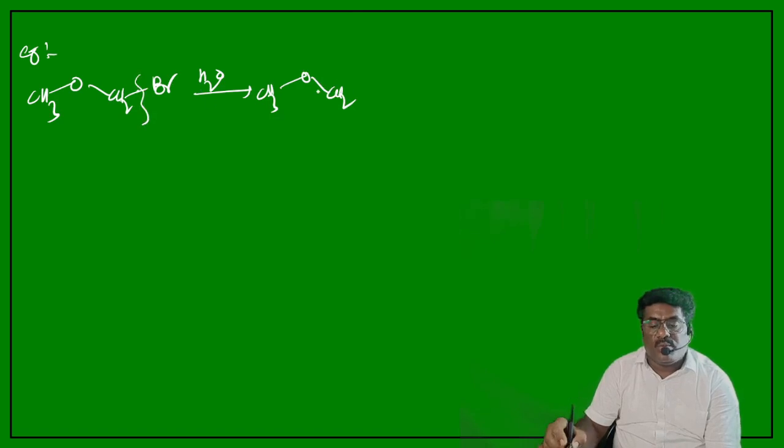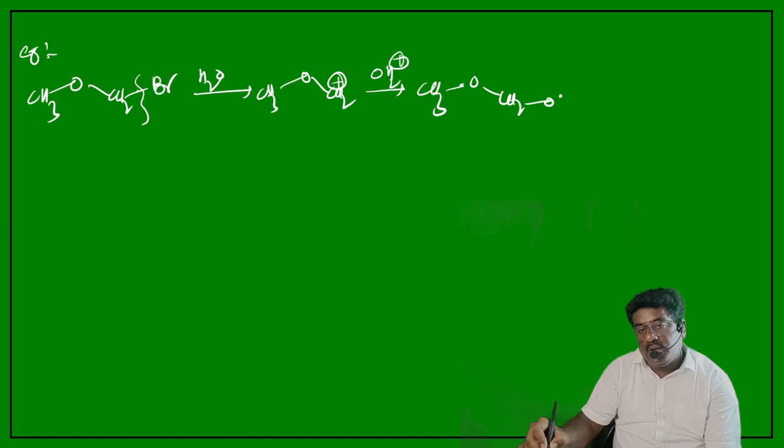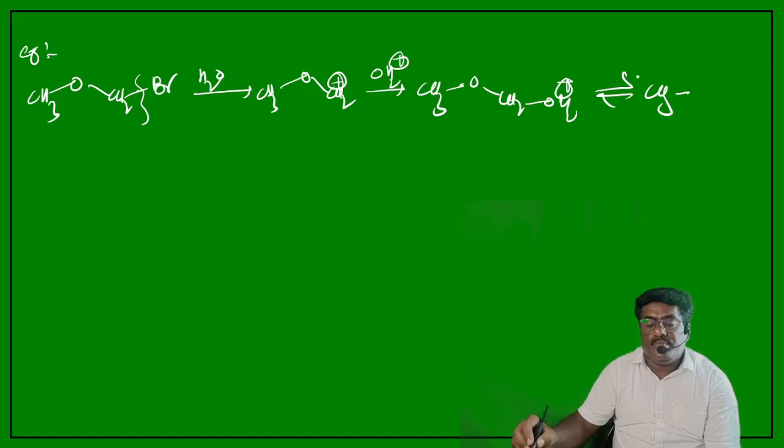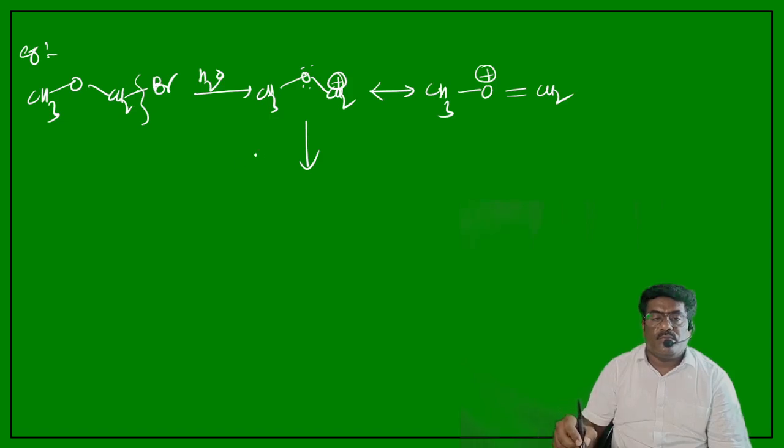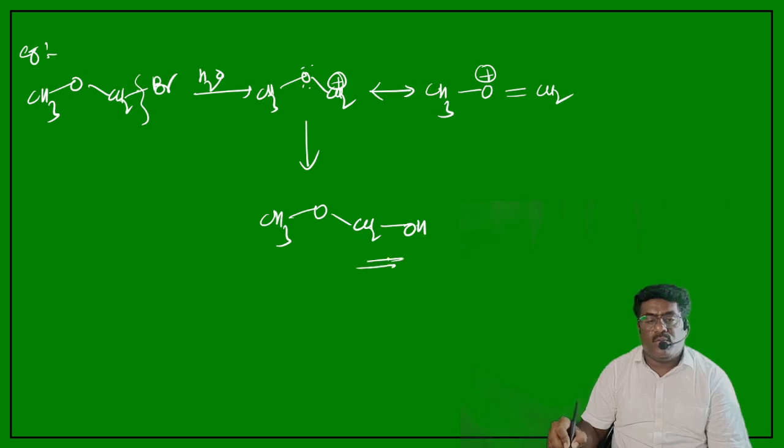The cleavage forms a carbocation. Yes, it forms CH3O CH2 and OH2 plus. It forms CH3OCH2OH. This is our required product.